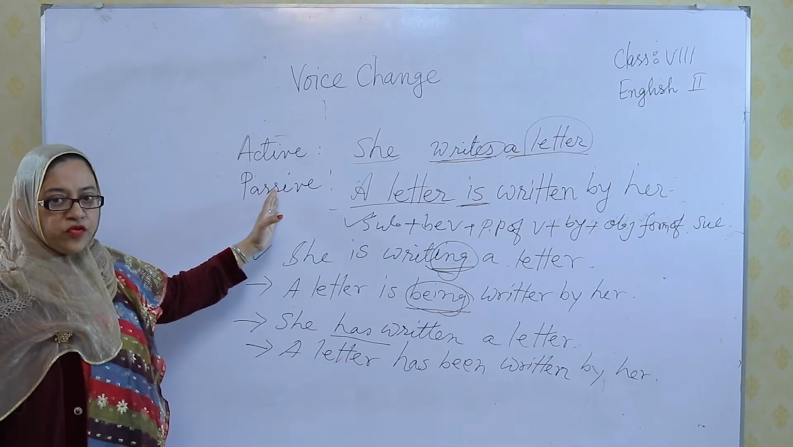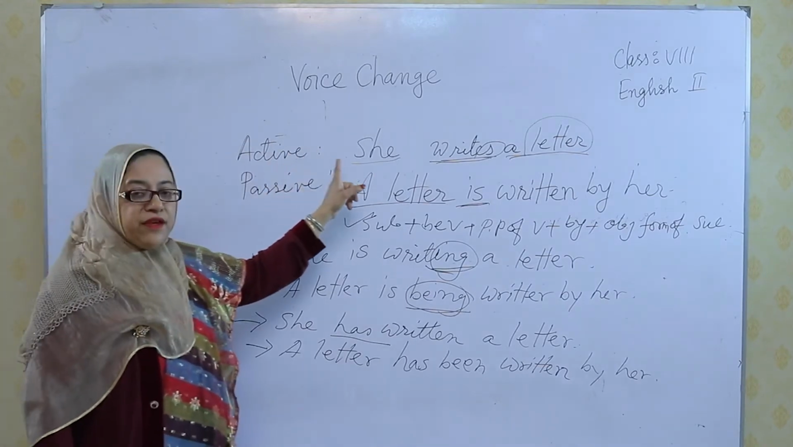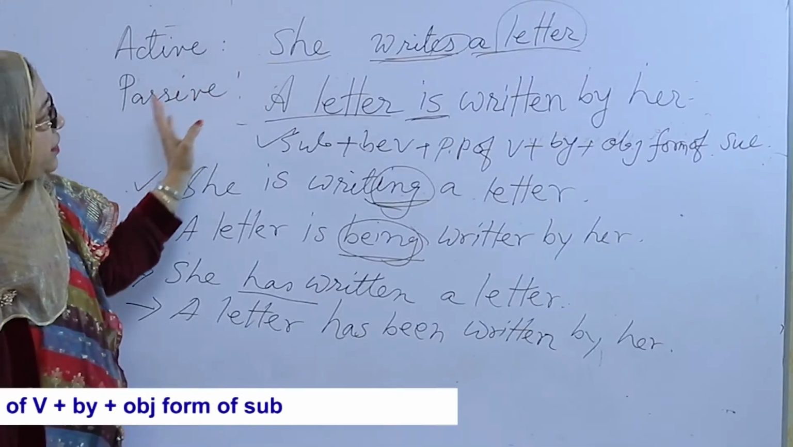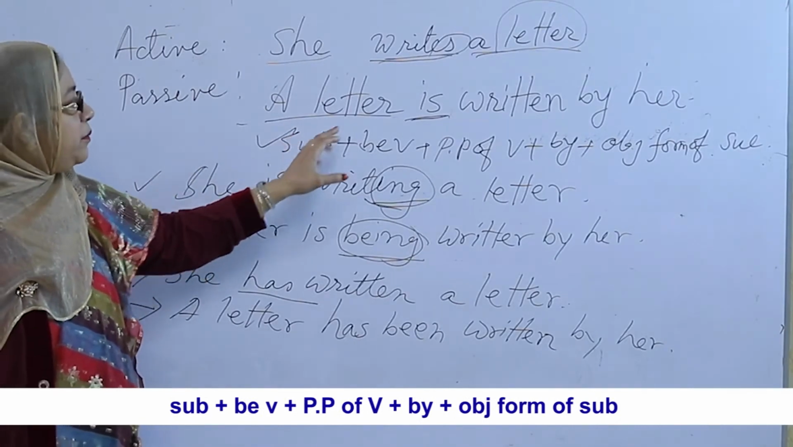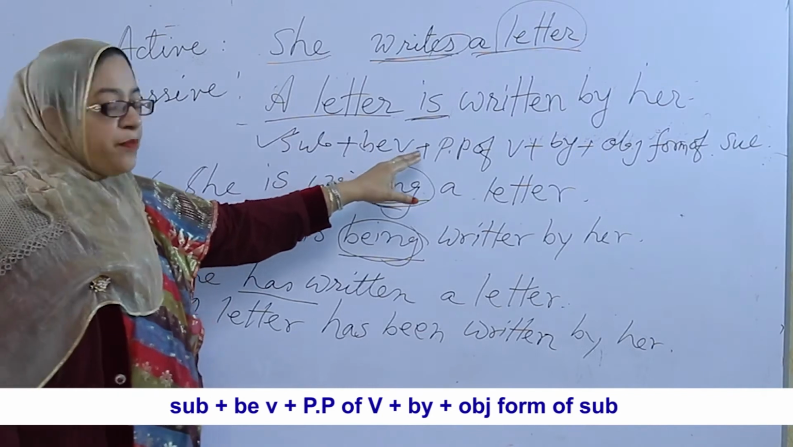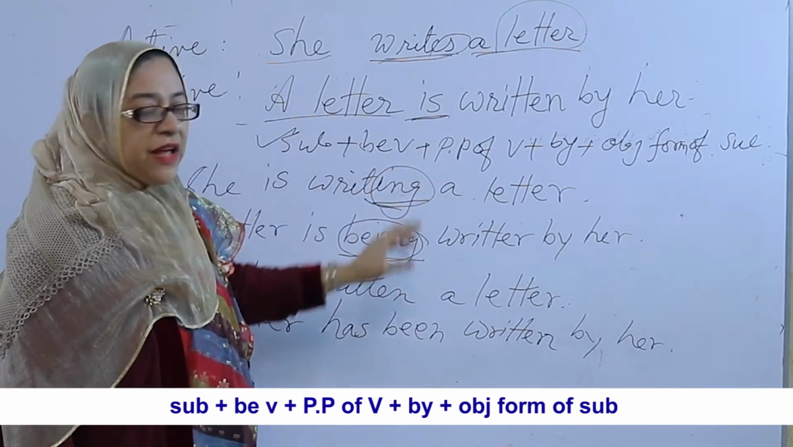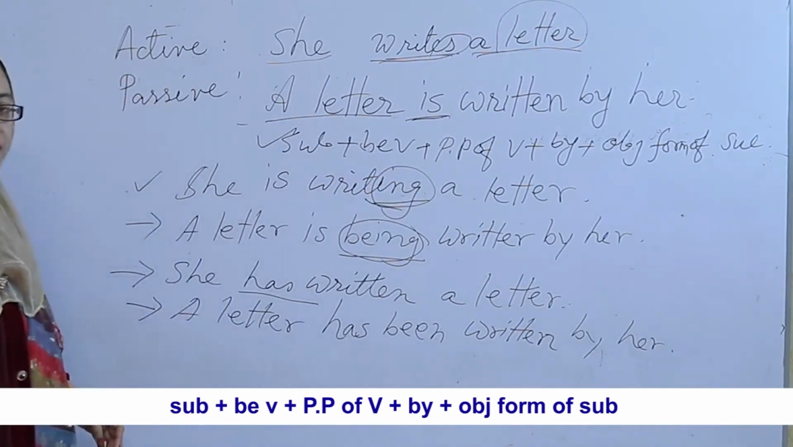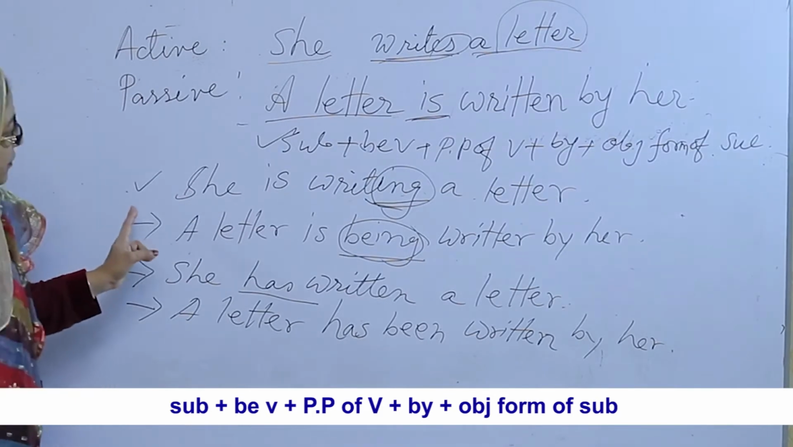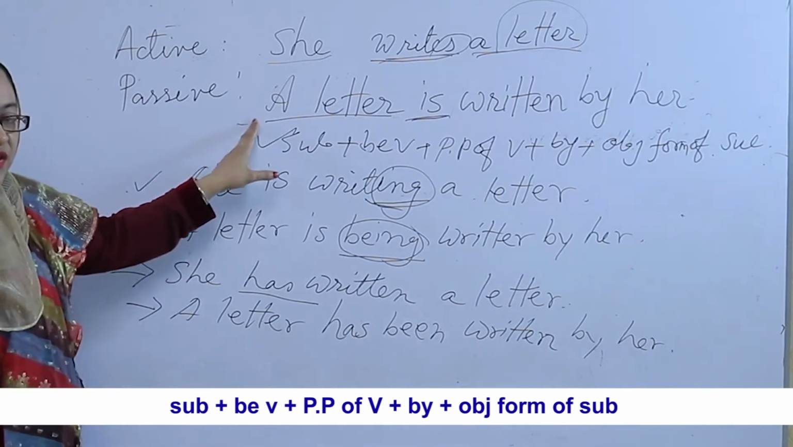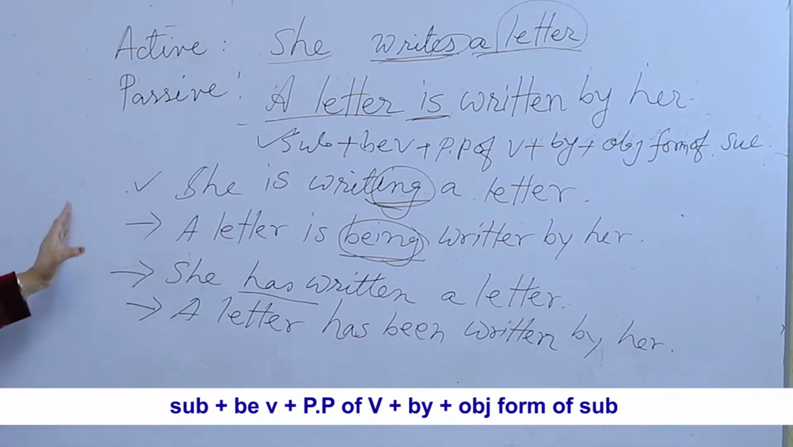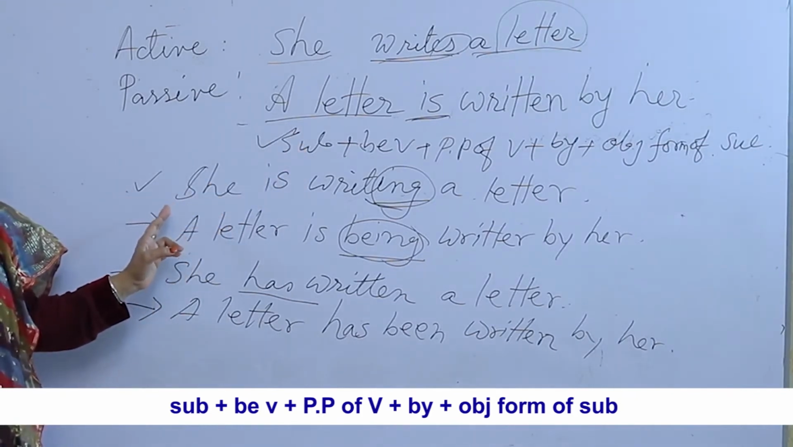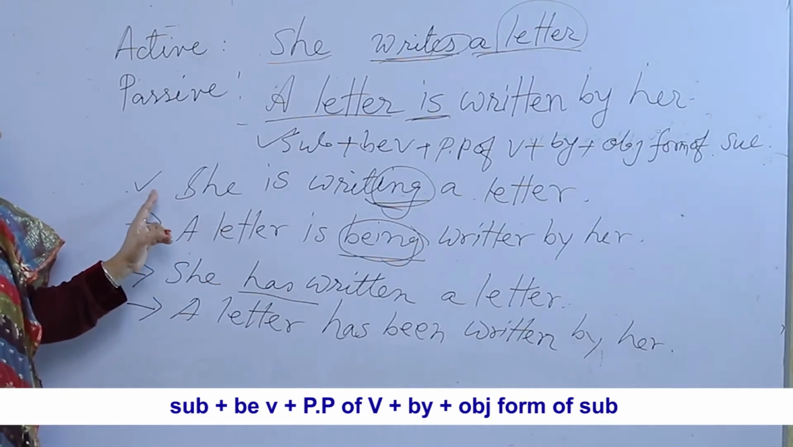So look at the board, students, look at the board. This is the simple sentence. I turn it into passive by using this structure: subject plus be verb plus past participle form of verb plus by objective form of subject. The answer will be a letter is written by her, and then I use a continuous form of tense.